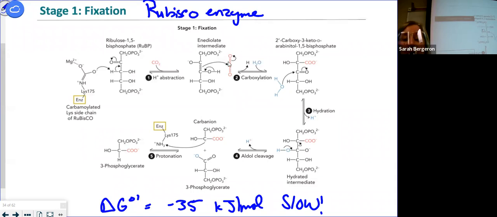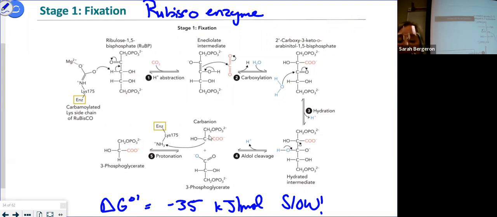6. That red one is the one from carbon dioxide. So now we have 6 carbons inside of our molecule. It's not a straight chain, but we still have 6 carbons in there. So now what we're going to do is undergo an aldol cleavage, and that event is going to give us 2 3-carbon molecules.